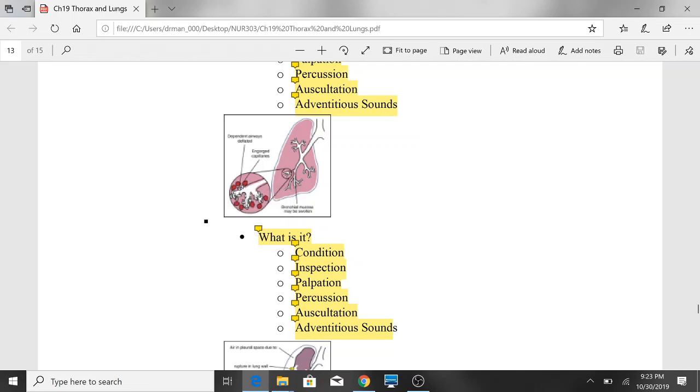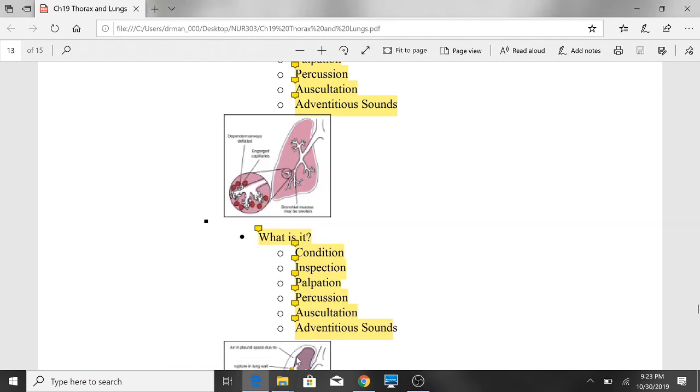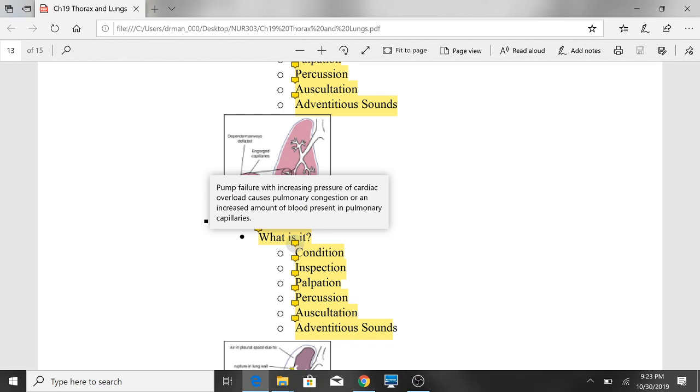It's a long chapter. We're already at, what, 33 minutes-ish? Basically, the condition is pump failure with increasing pressure and cardiac overload, which causes pulmonary congestion, or an increased amount of blood present in pulmonary capillaries. What do we expect in heart failure? Increased respiratory rate, shortness of breath on exertion, orthopnea, paroxysmal nocturnal dyspnea, nocturia, ankle edema, pallor in light-skinned people.